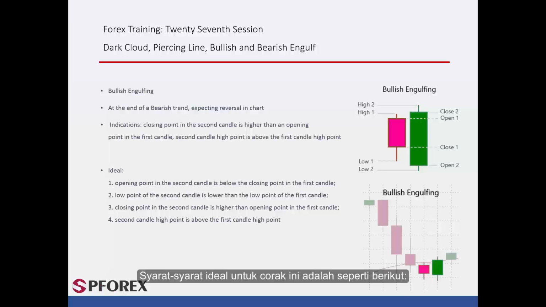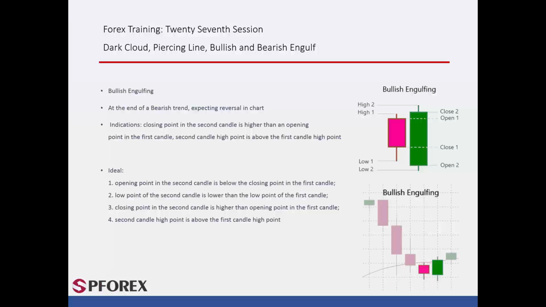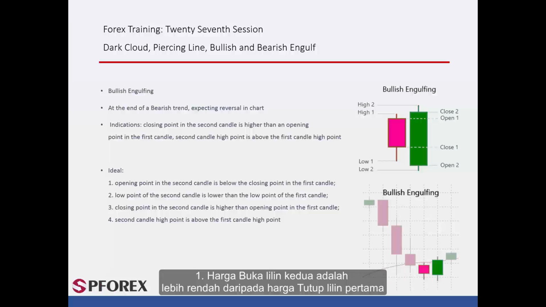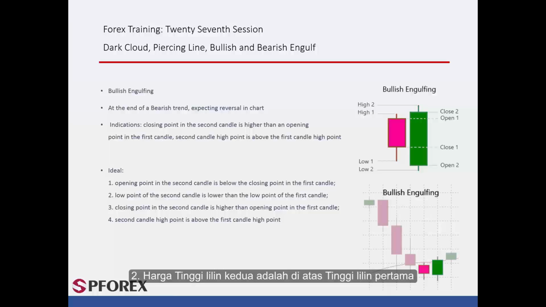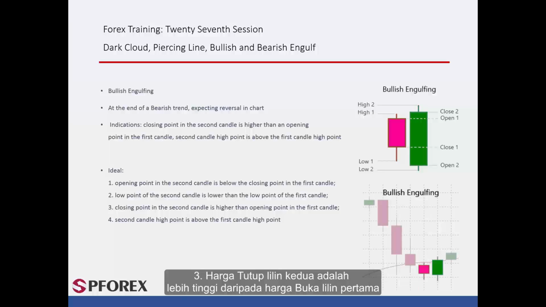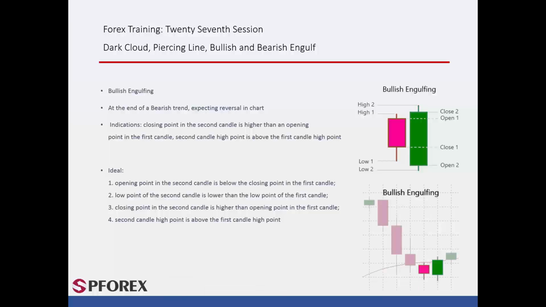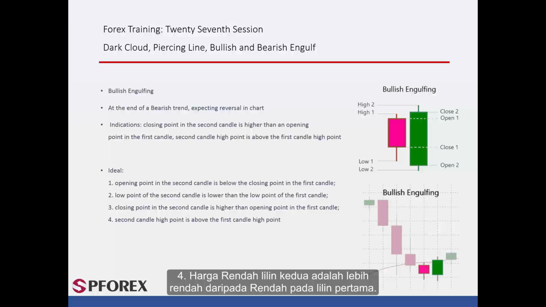The ideal conditions for this pattern are as follows. 1. Open price of the second candle is lower than the close price of the first candle. 2. High price of the second candle is above the high of the first candle. 3. Close price of the second candle is higher than the open price of the first candle. And 4. Low price of the second candle is lower than the low of the first candle.